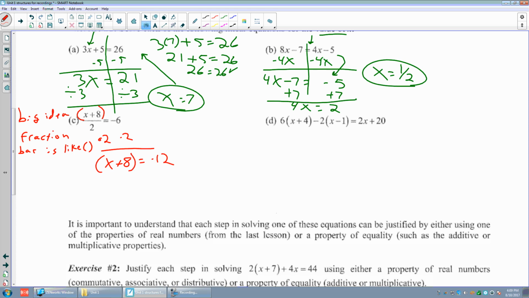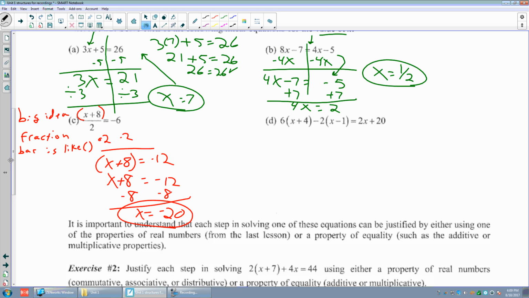Now, I could distribute a 1 through there. So this is just x plus 8 is negative 12. Subtract 8, x is negative 20. Check that on the calculator. Yep, it works.